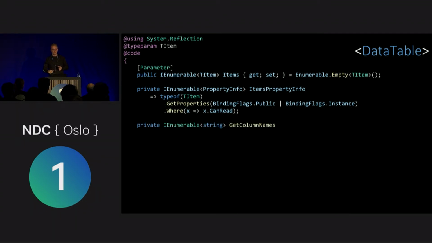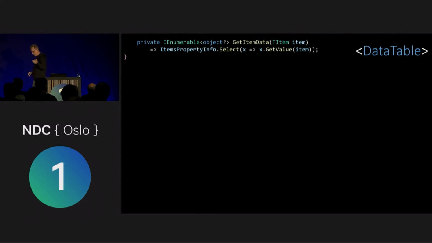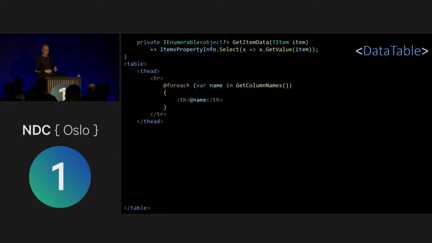Now that we know something about our TItem, we can create another helper method that reads the properties and creates column names out of them, so we can print the column header for the table. And finally, we need another helper method to actually get the data out of our individual items. So we have a GetItemData method that takes an item as input and uses the item property info collection we have there to select out the values. Now, if you scroll down a little bit, we obviously need a table to put it into, and then we need the table header.